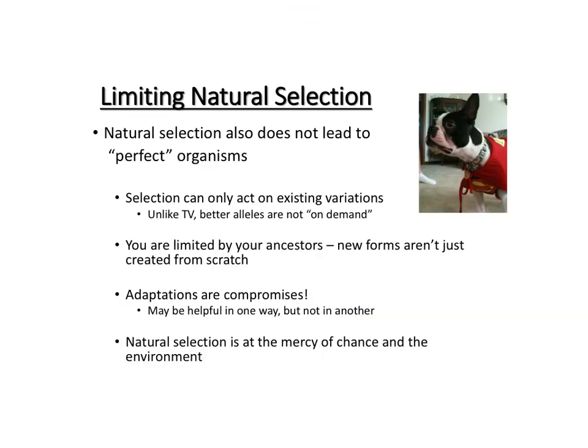All right, now last but not least, I want you to remember that natural selection does not, and we're even going to say cannot, in most cases, lead to a perfect organism. And that's because selection can only work on what is naturally present, right? So selection can only act on existing variations. You can't just make alleles on demand, right? An allele has to exist in the gene pool for it to be selected for or selected against. So, you're limited by what's already there.